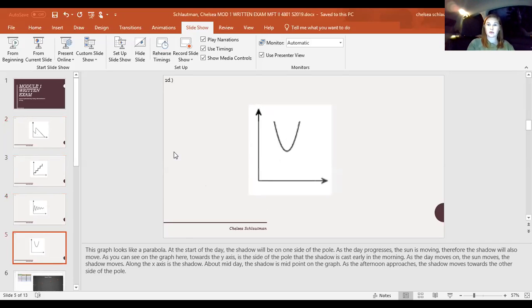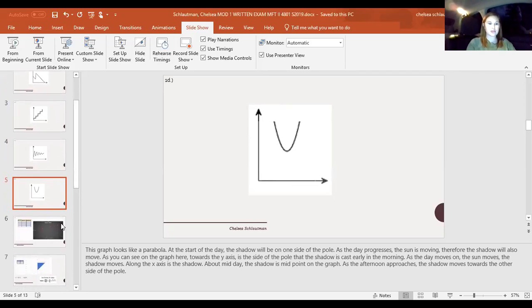And the very last graph that we are going to take a look at looks like a parabola, but it's a flagpole, and it's going to be the shadow that the pole is casting throughout the day with the different heights of the sun. As the day progresses, the sun continues to move, and the shadow will also move. As you can see, the side closest to the y-axis is the side that the shadow is going to be on early in the morning. And on the x-axis, as the day progresses, we see that the shadow is going to move. As the sun moves, the shadow also moves. So this parabola is going to be the shadow of a flagpole.